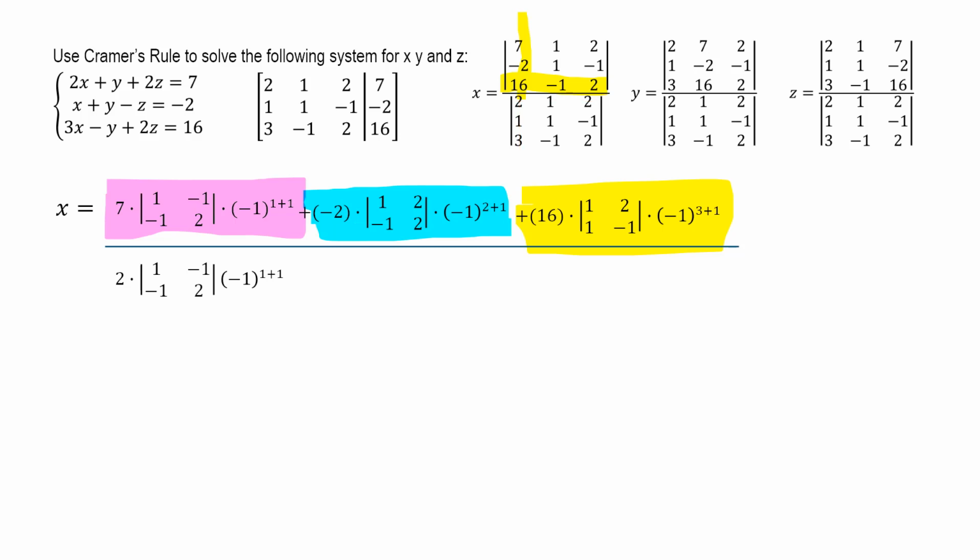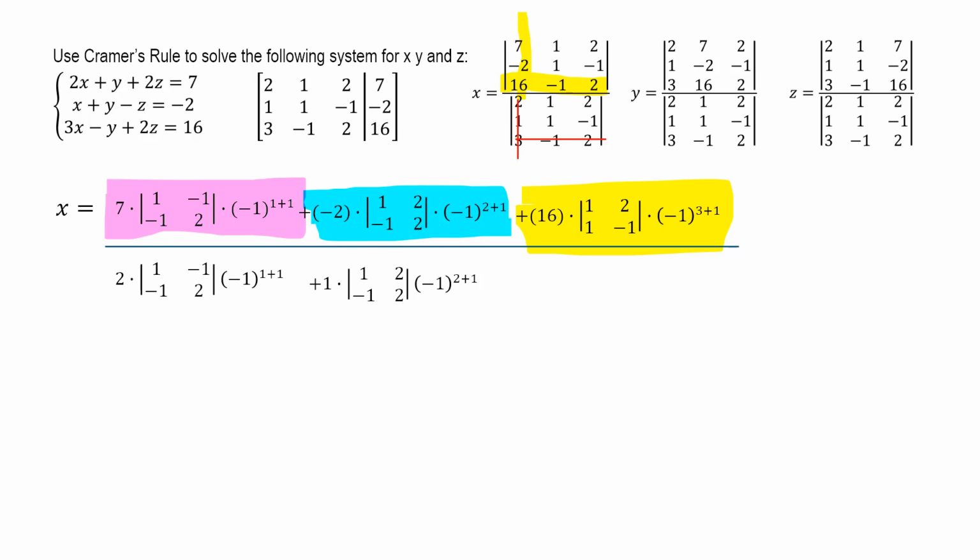So now I'm going to move on to the 1, the second row, first column, and I'm going to cross out the row and column where the 1 is, and I'm going to add to what I already have, 1 times the determinant of what's left, the minor, 1, 2, -1, 2, and then -1 raised to the row plus column, second row, first column. So that's what I have for that part of it. Then I'm going to do the cofactor of 3. So 3, cross out a row and column. What do I have left?